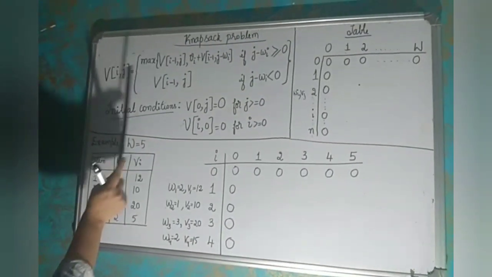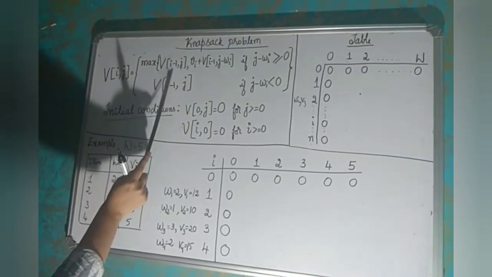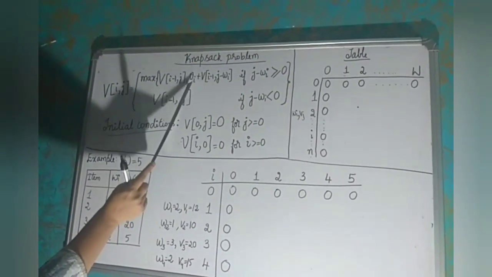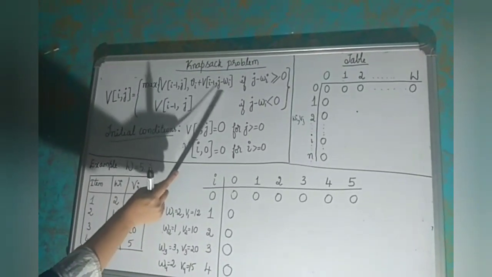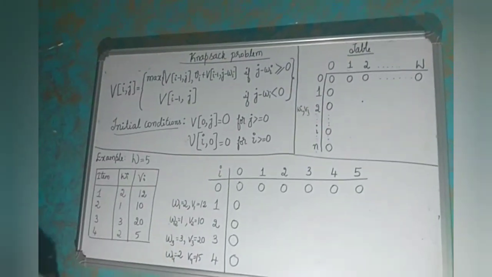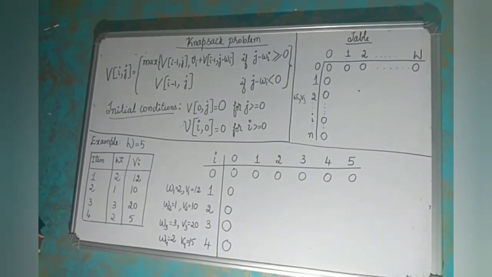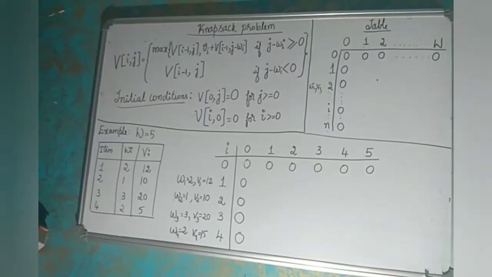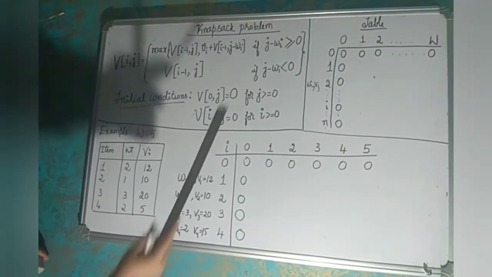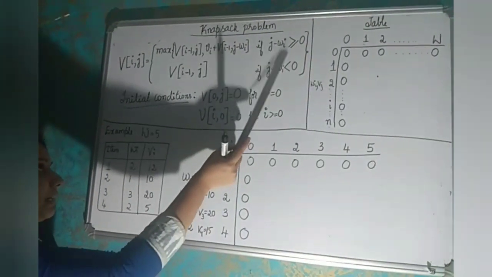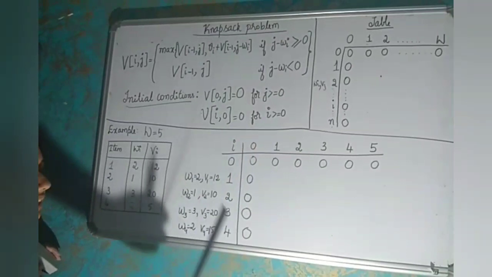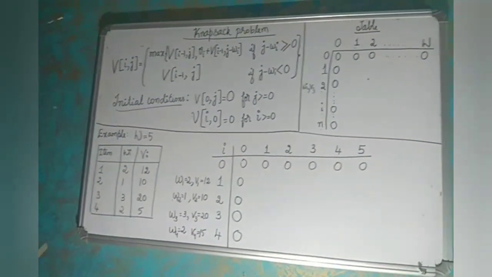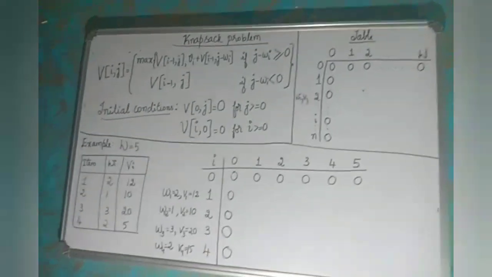So V of i comma j is equal to max of V of i minus 1 comma j, or Vi plus V of i minus 1 comma j minus Wi, if j minus Wi is greater than or equal to 0. Now what does this indicate? j minus Wi greater than or equal to 0 says whether we can include the item inside the bag or not.